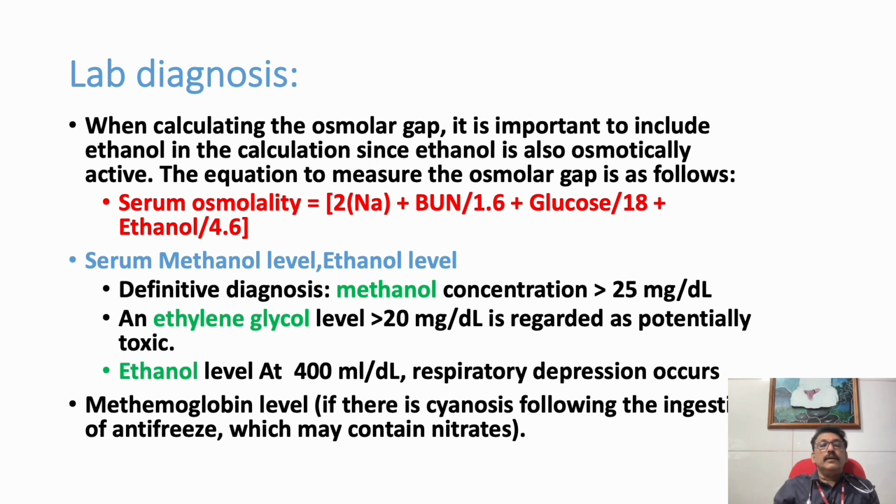Ethanol level at 400 mg per deciliter can produce complications like respiratory depression, bradycardia, hypotension and so on. Some patients can have methemoglobinemia also. So, we have to always check methemoglobin levels in patients.